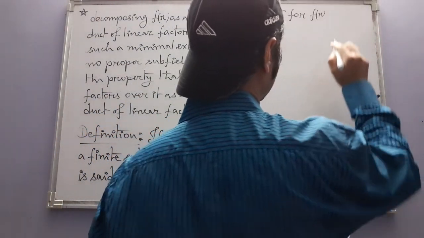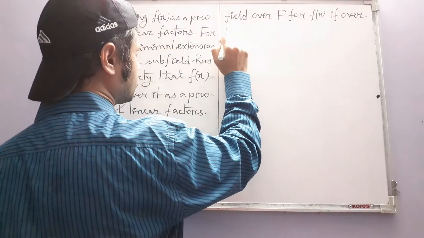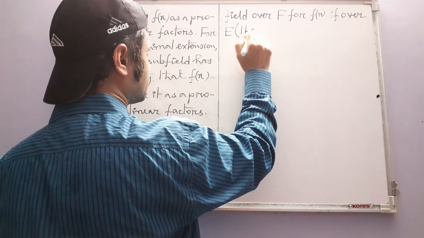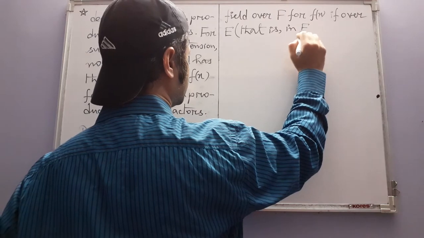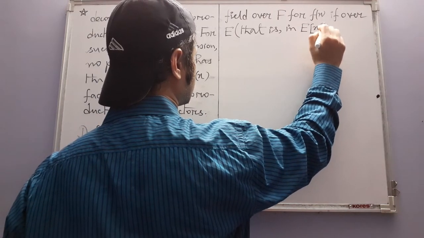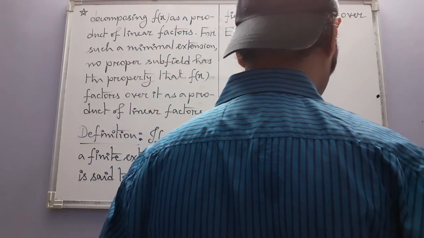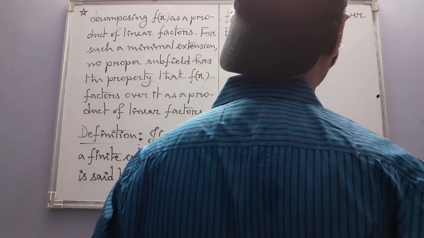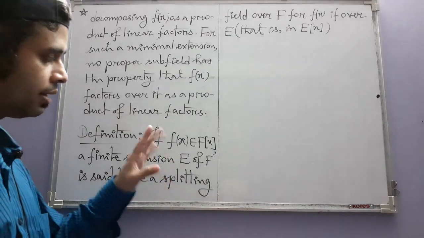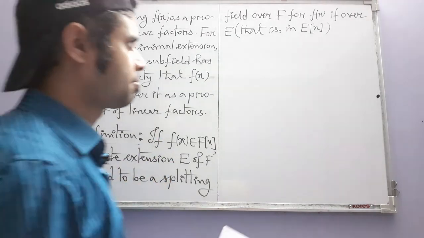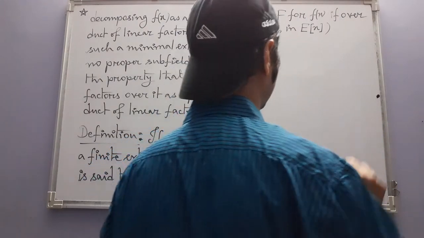if over E, that is in the polynomial ring E[x], you know what we should write, f(x) factors as the product of linear factors, but over no subfield of E, no proper subfield of E.